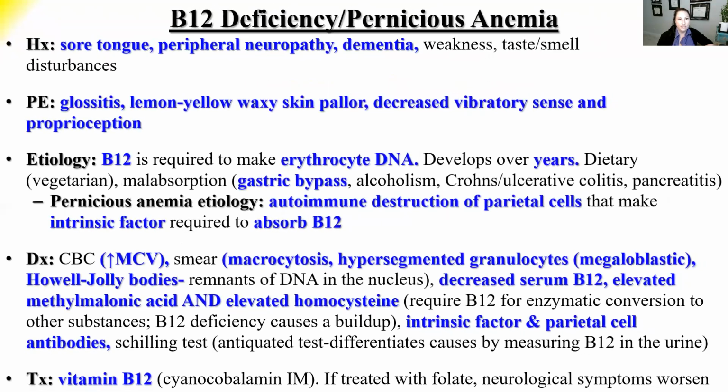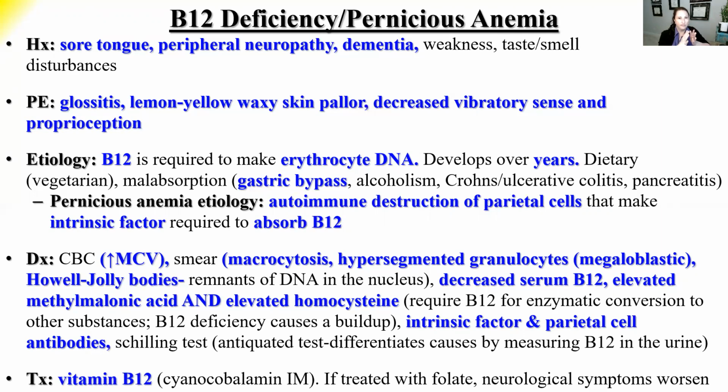Let's start out with the B12 deficiency anemia. Pernicious anemia is a very specific type of this. So let's talk about the history first. Very common history findings, and this one is very commonly tested on the boards as well. Sore tongue, peripheral neuropathy, and this one is very important. B12 deficiency anemia is differentiated from folate because of the neurological differences.